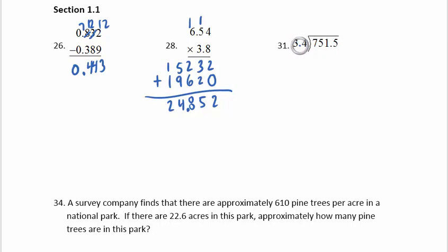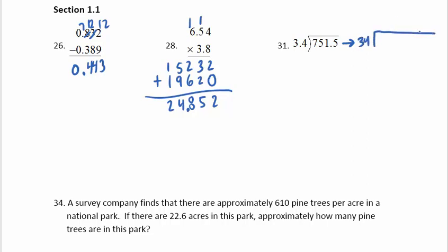So what I do is I move this decimal over until it becomes a whole number, which in this case is just one place. Had I had to move this decimal more than one place, that's fine. I just keep moving it till it becomes a whole number. When I do that, I'm going to rewrite this problem. So instead of 3.4, I'm going to be dividing by 34.